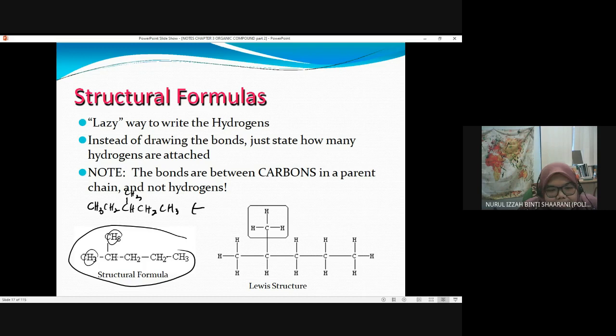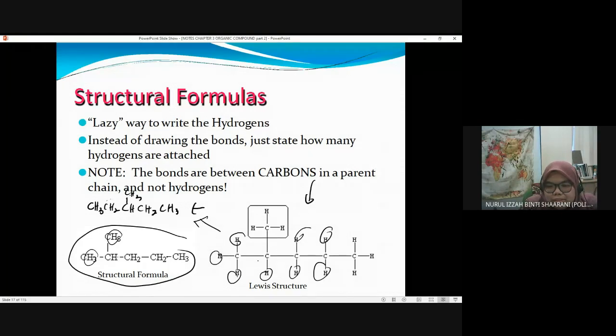Sebab kadang-kadang, nanti student dia macam tak tahu. Sebenarnya dia adalah benda yang sama dengan ini. Dia adalah benda yang sama dengan ini. Ini kita dah kembangkan hidrogen dia. Okay, Lewis structure ni. Kalau kita baru belajar, kita belum mahir lagi, advisable to use this kind of structure when we are going to construct the structure lah.